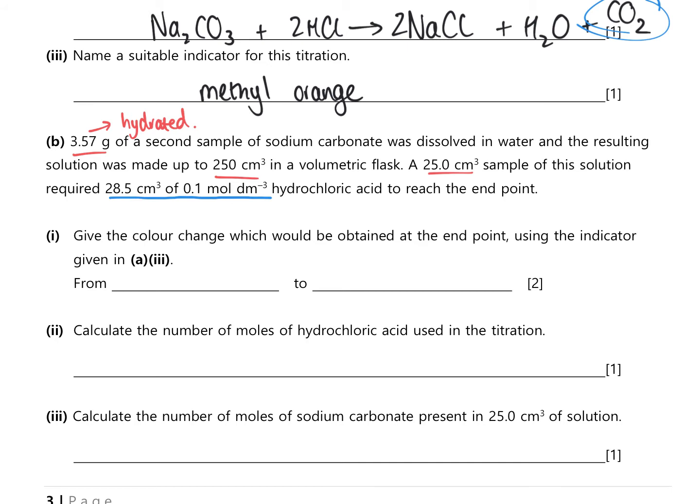It says here to give the colour change which would be obtained at the end point using your indicator named above. So that's your methyl orange. What you're thinking is that it's always from the conical flask, whatever solution's in your conical flask, to whatever solution is in your burette. So in this case, we're going from base, or sodium carbonate, which is technically not a base but essentially a base, to what's in your burette, which is an acid. So therefore we're going from yellow to red with our methyl orange.